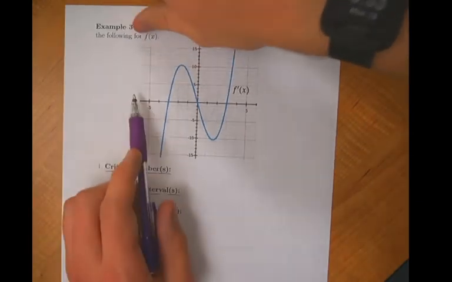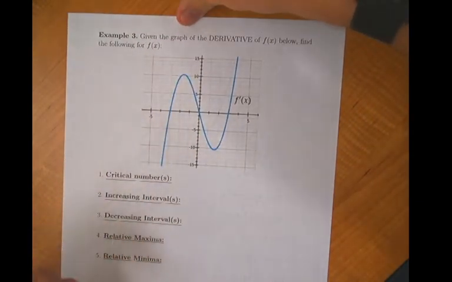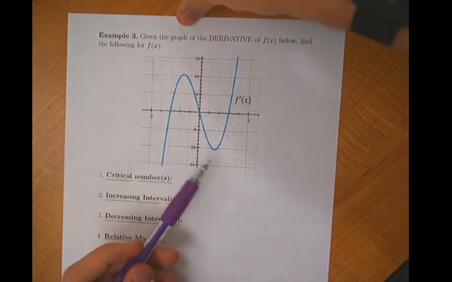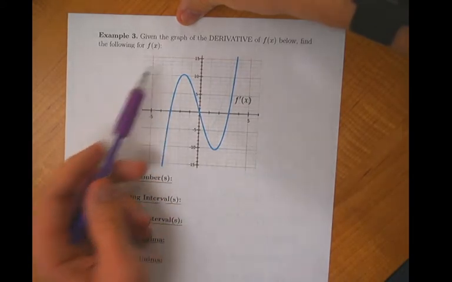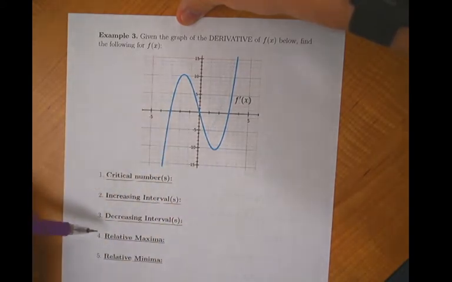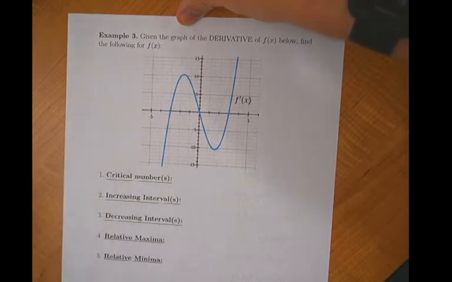Now we have example 3 for the derivative of f of x. In this case, we only have to find the critical numbers, the increasing and decreasing intervals, and just the relative extrema. No concavity here, because it's going to be a bit harder to determine the concavity intervals. So just focus on the first 5 things we've talked about.